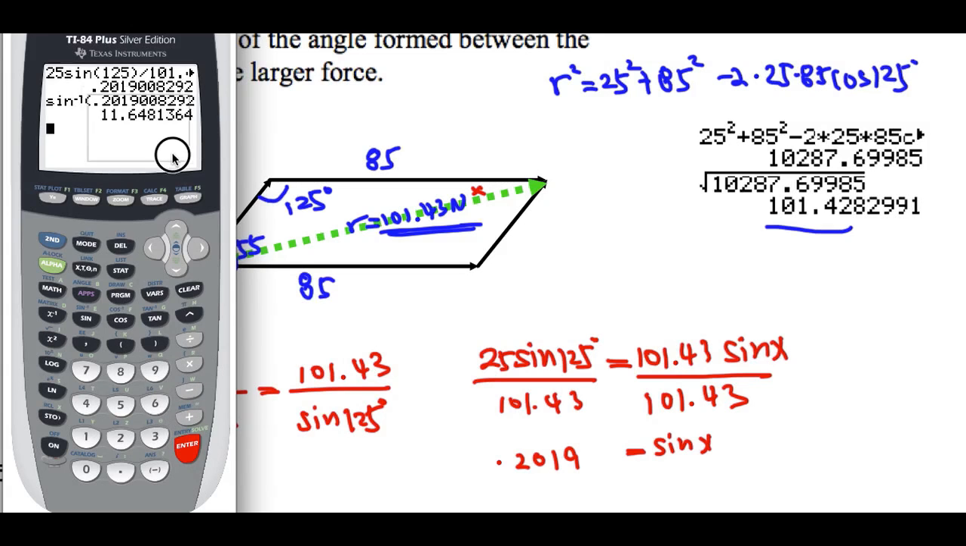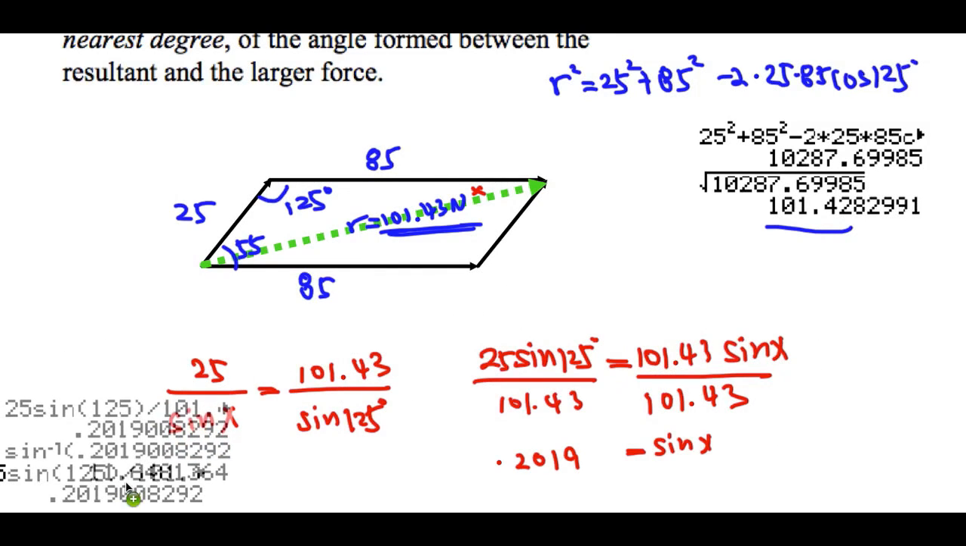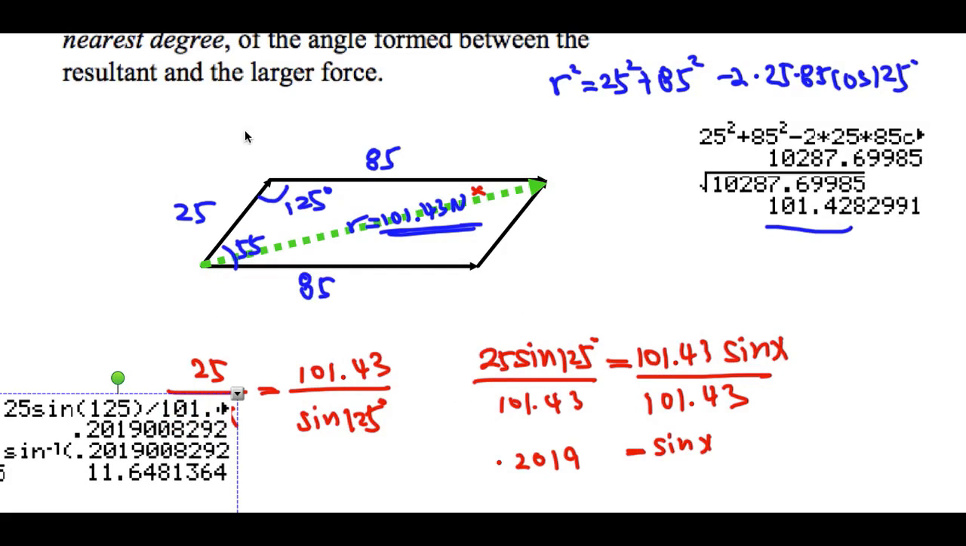So our answer, to the nearest degree, will be 12. Okay. All right, so that's it. Let's move on to the next question.